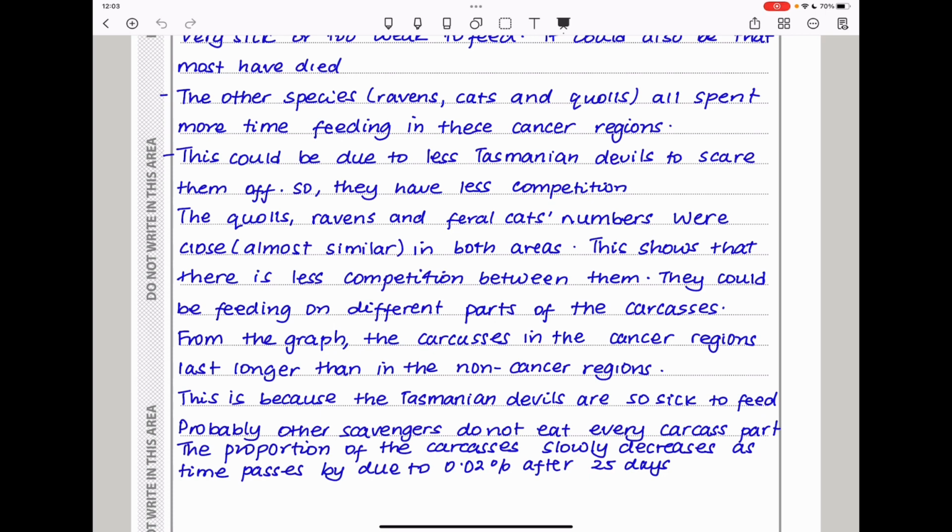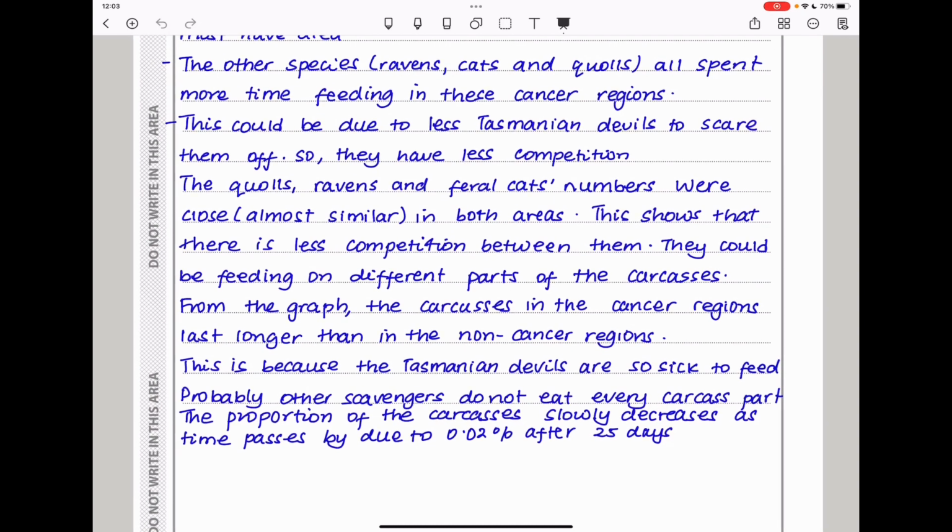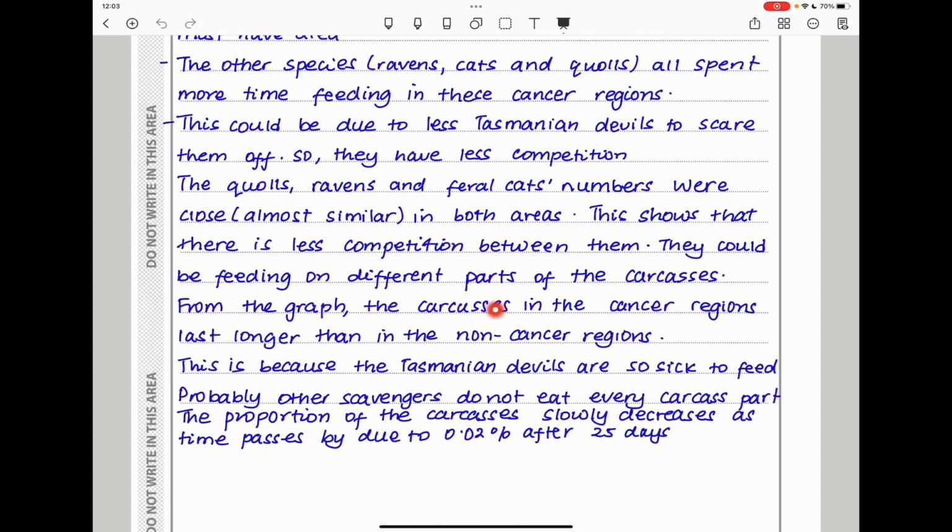That is why their numbers are almost evenly distributed among them. So I went on to say from the graph, the carcasses in the cancer regions last longer than in the non-cancer regions. And this could be because the Tasmanian devils are so sick to feed. Probably other scavengers do not eat every carcass part.